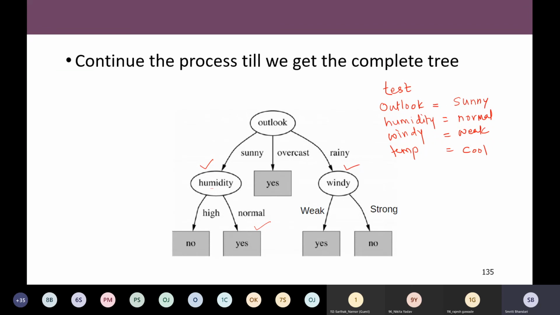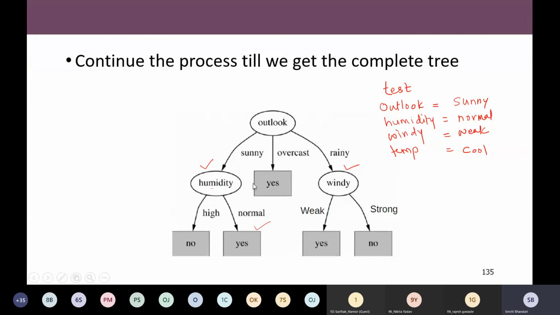Similarly, we need to compute the gain for temperature, and we need to compute the gain for windy. And whichever attribute has the highest gain, we need to pick that attribute here. In fact, we need to follow the same procedure for the remaining attributes as well, so that we can build this tree.